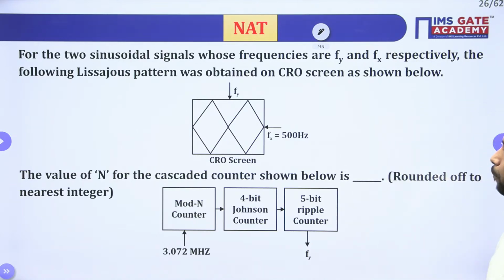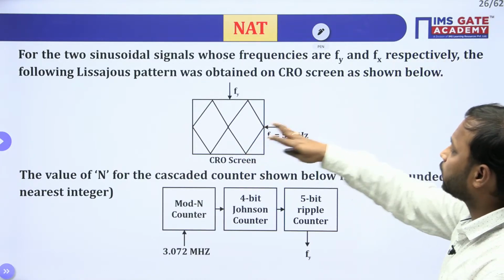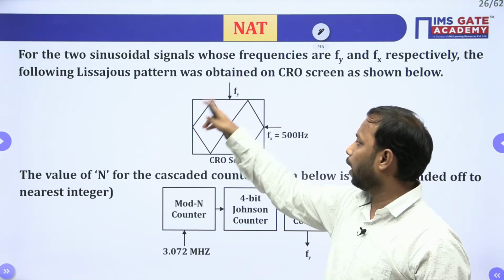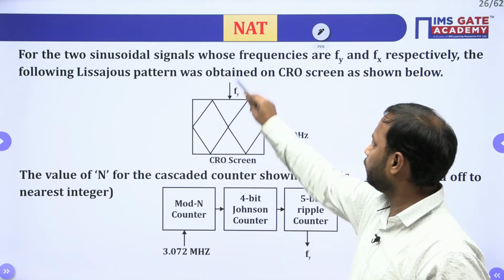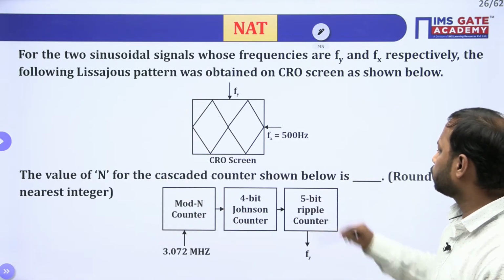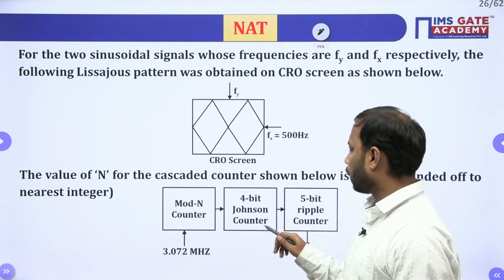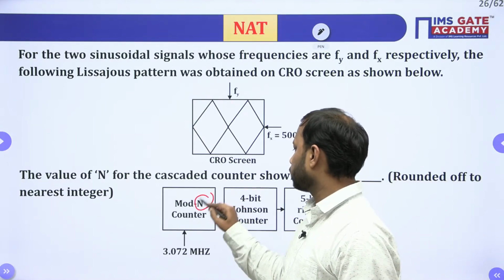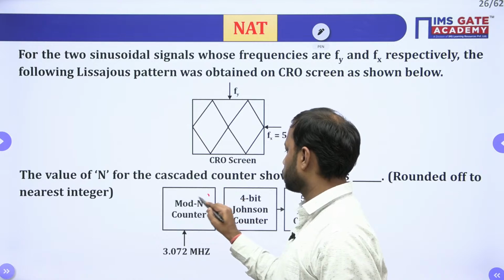All right, now read the question and try to give me the answer. For the two sinusoidal signals whose frequencies are Fy and Fx respectively, the following Lissajous pattern was obtained on the CRO screen as shown below. So this is a CRO screen, and inside the boundary we have a Lissajous figure. Here we have the Fy signal and here the Fx signal. The value of n for the cascaded counter shown below is: this is a mode n counter, a 4-bit Johnson counter, and a 5-bit ripple counter. So we need to calculate this n value.